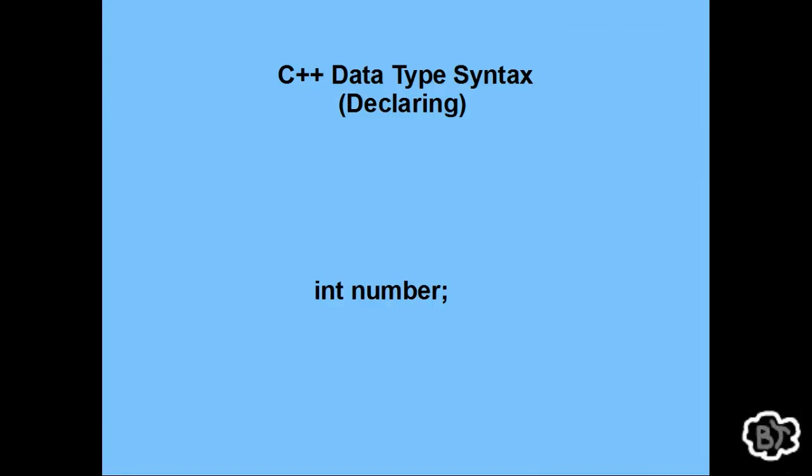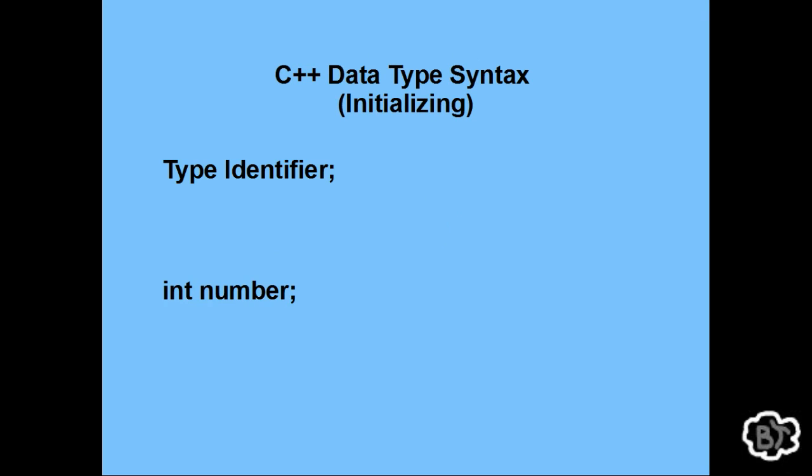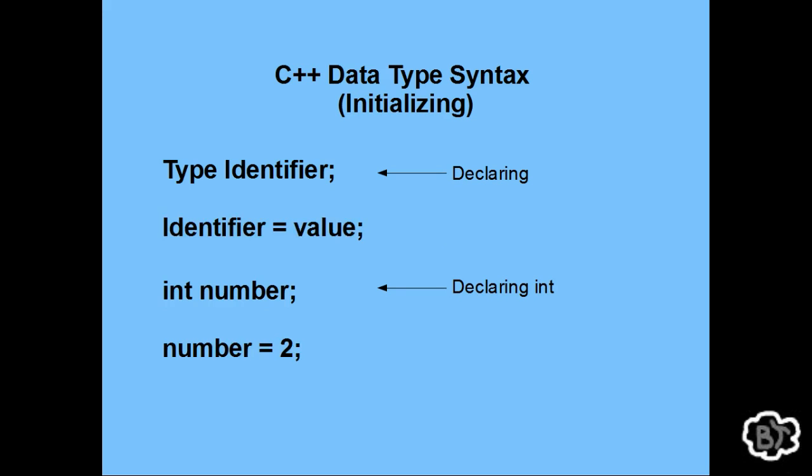In C++, before we can use a data type, we must first declare it and then initialize it. We do this as follows. When declaring, we start with the data type, followed by a space, and then the identifier. The identifier is really just a name to distinguish it from others. When initializing a data type, we must first have that data type declared. If that data type is declared, we can then give the identifier a value. This is what we call initializing.